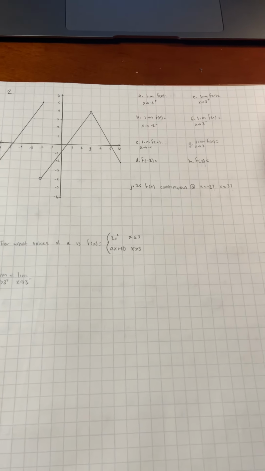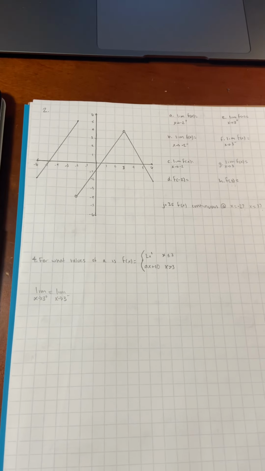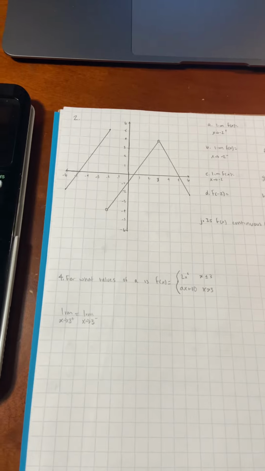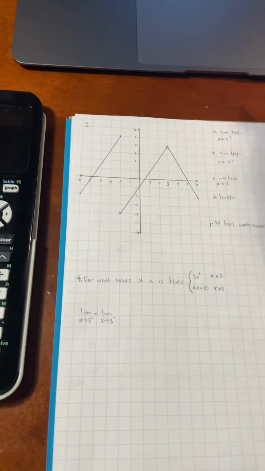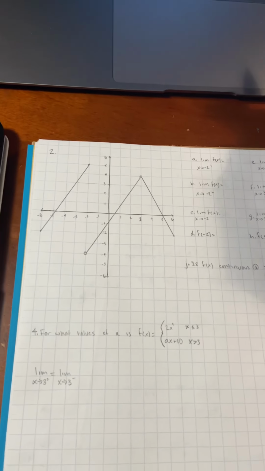All right, so me and Veronica were given questions 2 and 4 from the review. Question 2 was basically just asking us to solve for the limits of different values along this graph. For 2a, it was asking us for the limit as x approaches -2 from the right side.